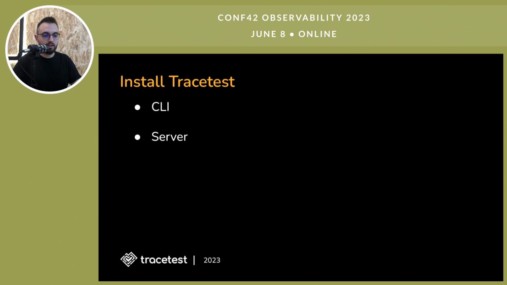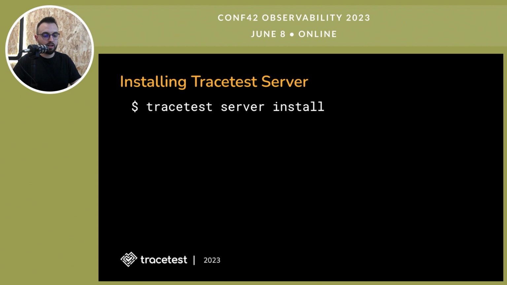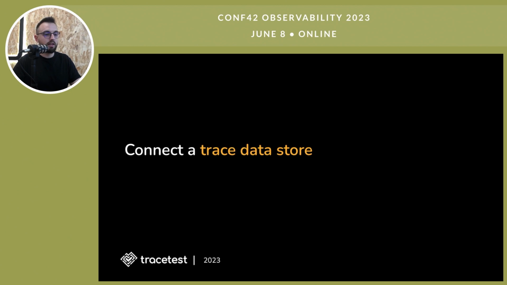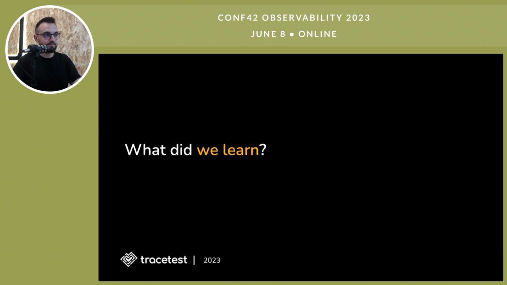To install it, you can use the CLI, and then from there you install the server. That's just a container that runs inside of your infrastructure. Super simple, one line command install, one line to install the server and get a setup running. Supported out of the box for Docker Compose and Kubernetes. And then what I think is incredibly cool is that the way you connect the data store, you can either connect directly through OpenTelemetry, so funnel all of the traces you get from the OpenTelemetry collector into tracetest, or you can use a trace data store like Jaeger.